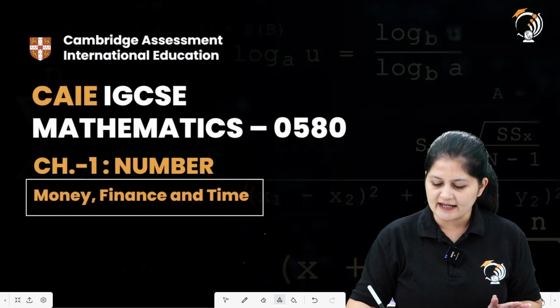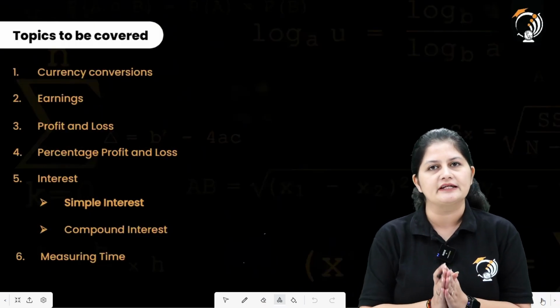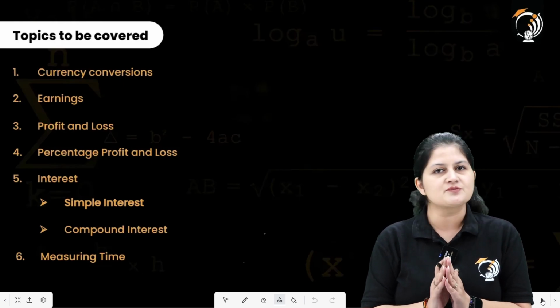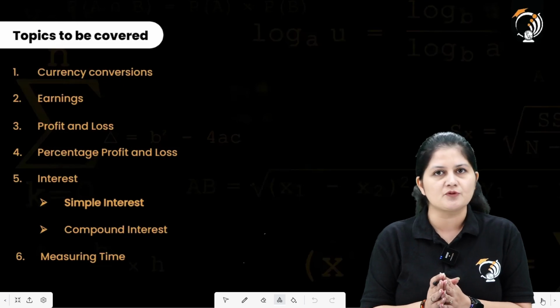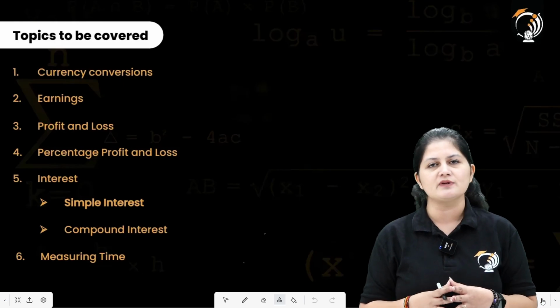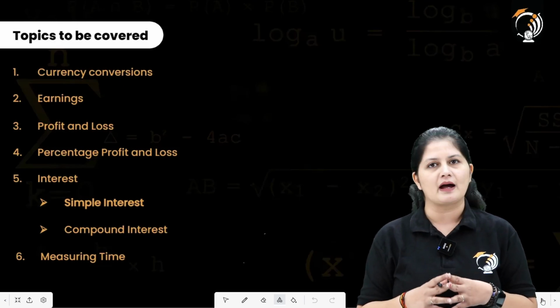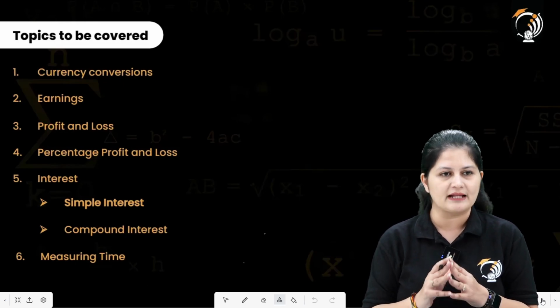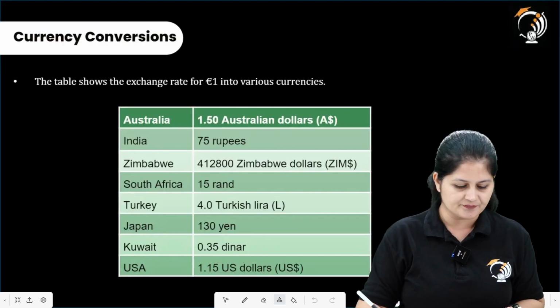So understanding what all things we are going to learn in this session comprises the currency conversions, earnings, profit and loss, the percentage profit and loss. Later on we'll be learning about the interest, which is simple, as well as the compound interest, followed by the topic of time. So let's just understand the first topic, that is currency conversions.